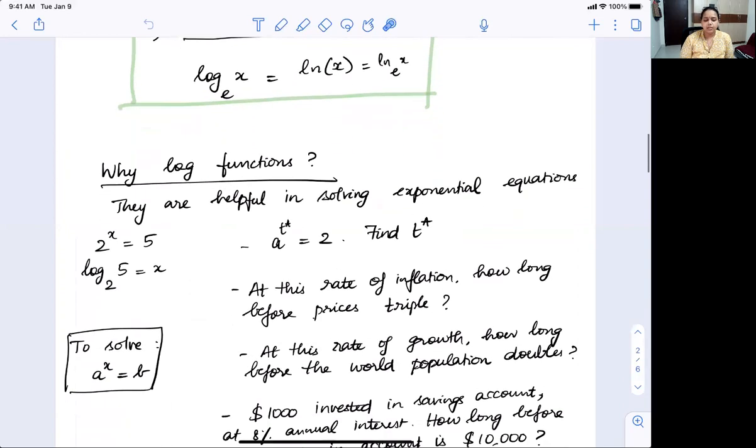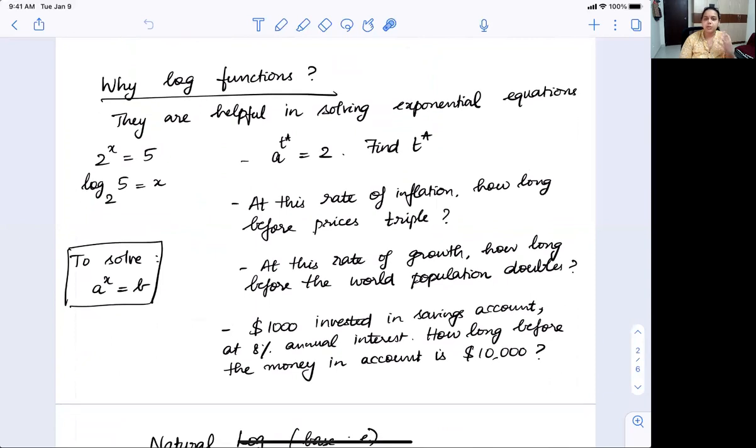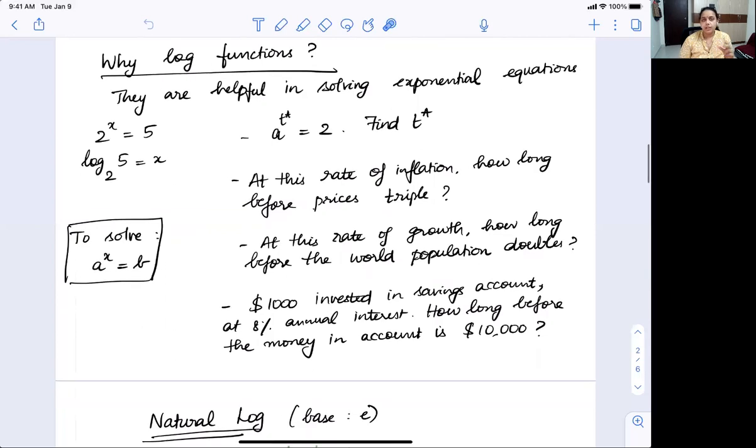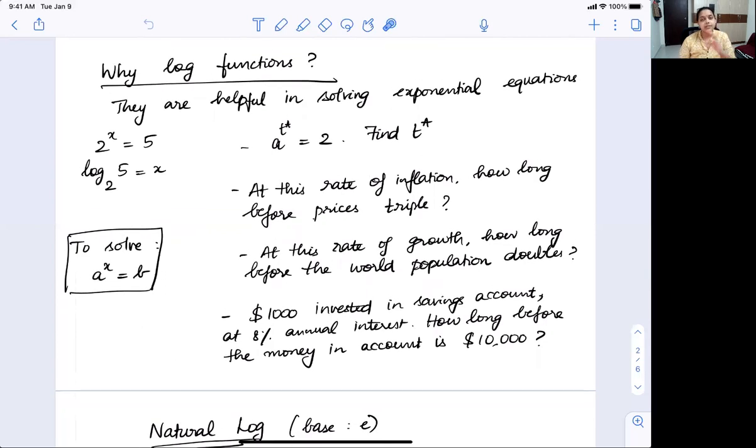As I mentioned earlier, why do we need log functions? Because we want to be able to solve exponential equations of the form a to the power x is b. These kinds of questions feature frequently in examples like these. When will prices triple? When will world population double? If I put a certain amount of money in a bank account, when will I get 10 times the amount, or 15 times the amount, and so on. To solve for how long something will take, you have an exponential equation, and that is where log comes in handy, helping you transform an exponential equation.